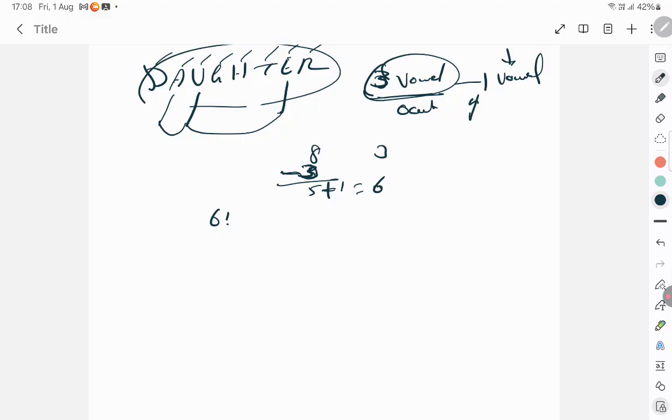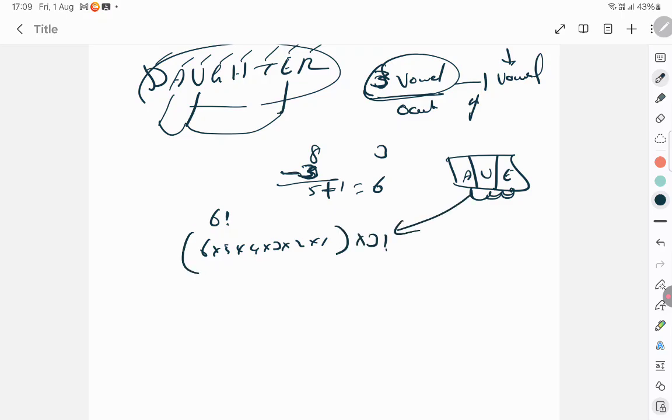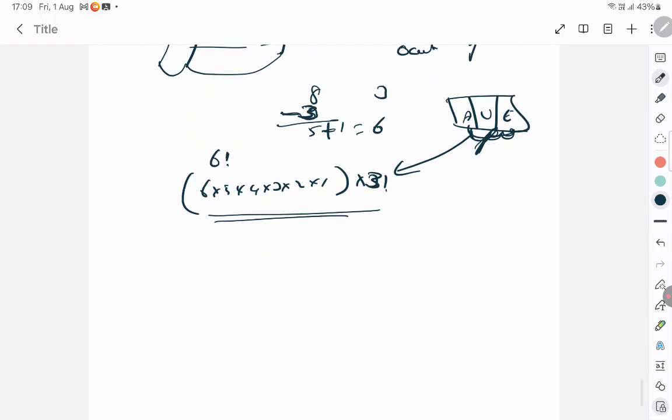So that's what I would say. This is 6 into 5 into 4 into 3 into 2 into 1. But the 3 vowels which are occurring together, A, U and E, can in themselves get juggled among themselves, no? So I should also consider that and multiply it by 3 factorial. Wherever it's coming, among themselves also they can be juggled. So this is the answer. You have to find the answer and write it.